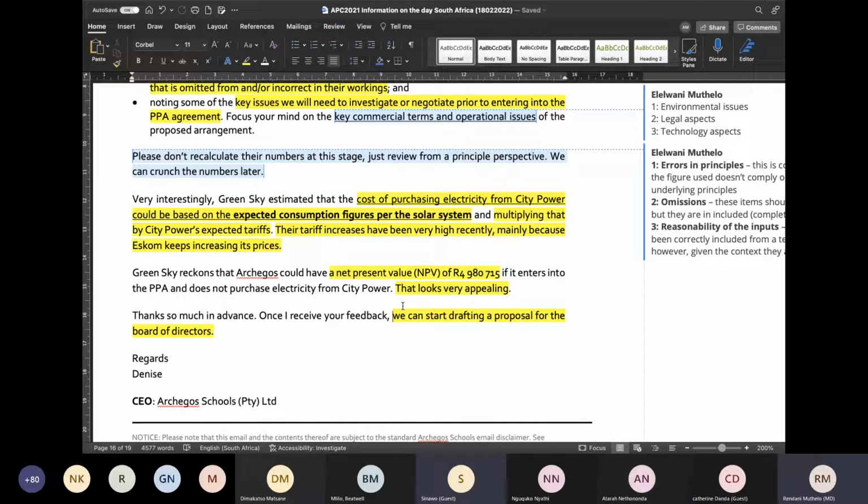So if I find that they didn't do it, for me, it's an error of omission. If I find that they did it, but not in the way I expected, it could be an error in principle. And if I find that some of the assumptions used don't make sense, it could be a reasonability of the inputs. Already I've got 3 points. So do you see that when I've got a framework, then it makes it easier? But just to make sure we are all on the same page, this is what this is saying.